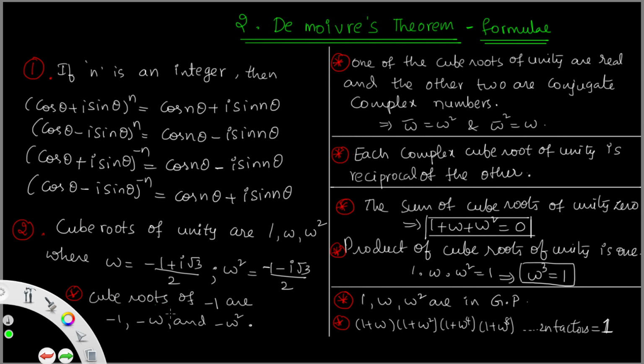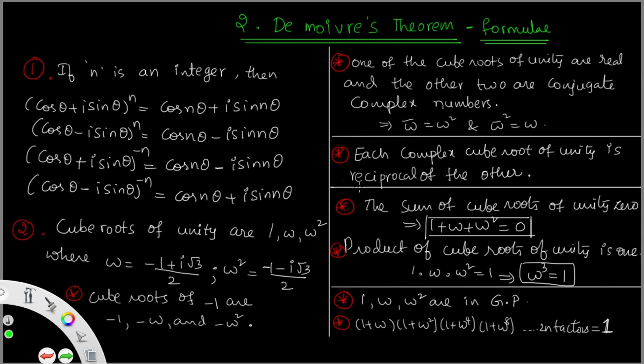From this we can observe some relations, the properties of 1, omega, omega square, that is, the cube roots of unity. The first property: one of the cube roots of unity is real, that is 1, and the other two, omega and omega square, are conjugate complex numbers. The conjugate is denoted by omega bar, which equals omega square, and omega square bar equals omega. This is one property of the cube roots of unity.